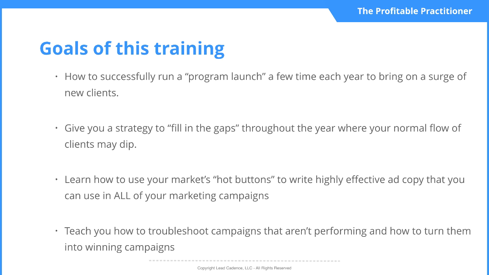So we're also going to be talking about how to use your market's hot buttons to write effective ad copy that you can use in all of your marketing campaigns. So we're going to be writing a Facebook ad. We're going to be writing an email in order to respond to that Facebook ad. But you can use these same strategies regardless of what you're doing, whether you're running Google AdWords, Pinterest, Twitter, whatever platform you may be on, you can use these same strategies there.